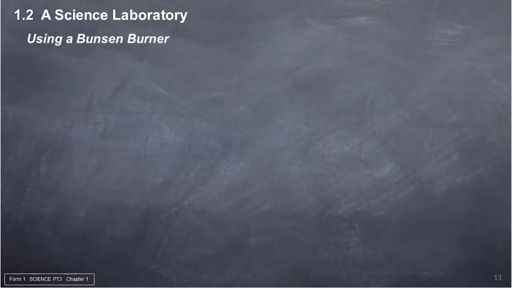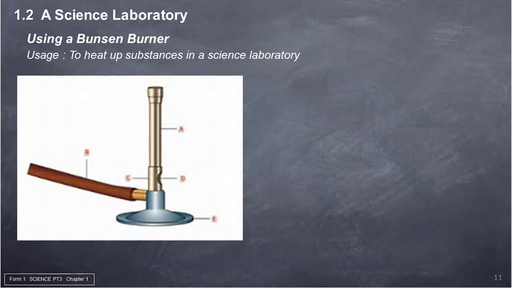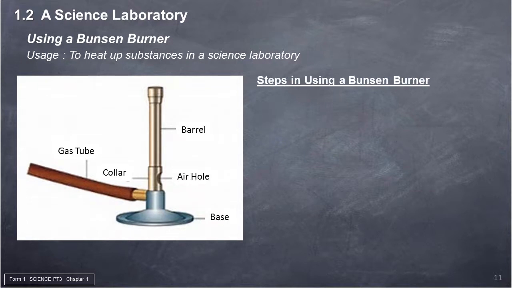Using a Bunsen burner. Usage: to heat up substances in a science laboratory. Parts: gas tube, barrel, collar, air hole, base. Steps in using a Bunsen burner.